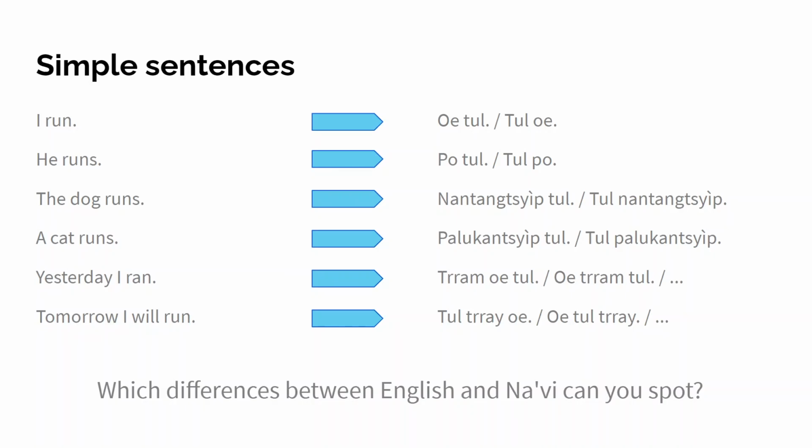Yesterday I ran. Dram oe dul or oe dram dul. Or basically any other order. You can really use any order here, it doesn't matter. And tomorrow I will run. Dul drei oe. Oe dul drei. And so on. Again, the order doesn't matter at all.